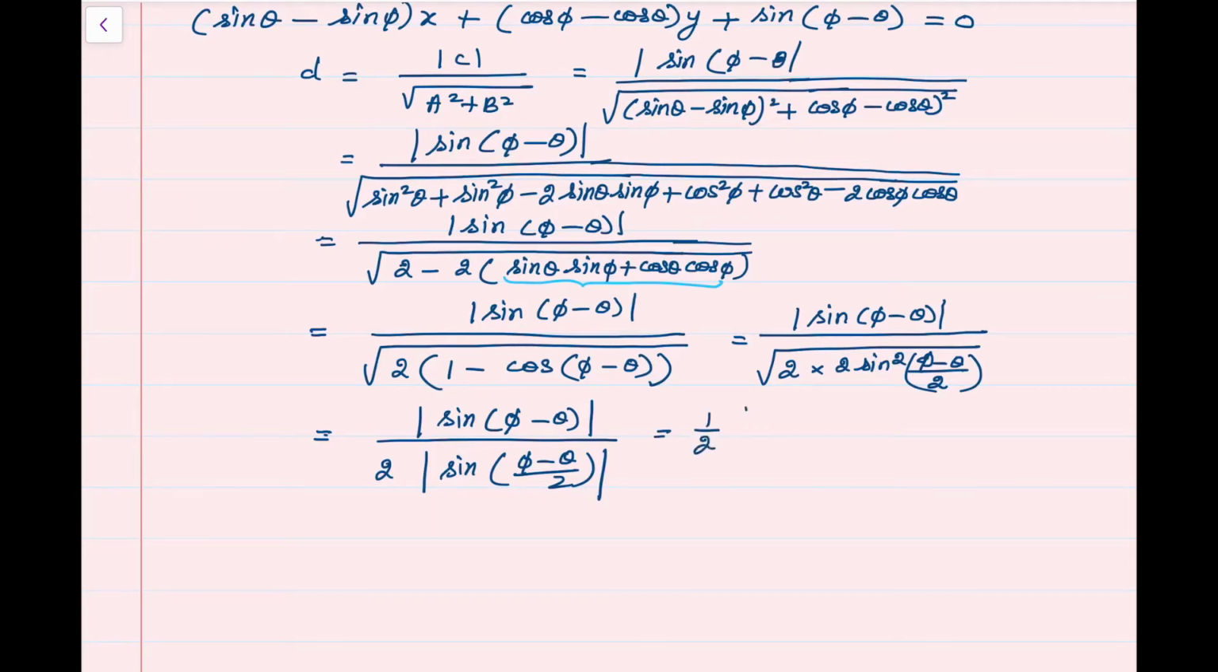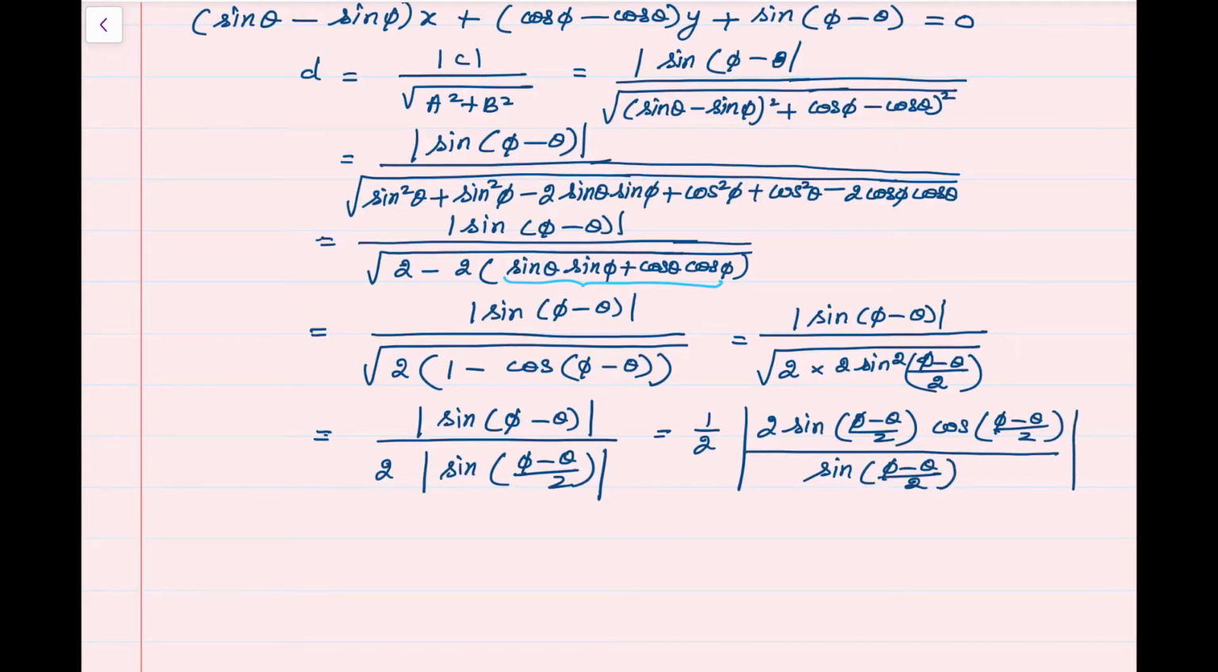Half into absolute value of the numerator is 2 sine phi minus theta by 2 cos phi minus theta divided by 2 divided by the denominator is sine of phi minus theta divided by 2. 2 also could be cancelled. Therefore, the answer is absolute value of cos of phi minus theta divided by 2.